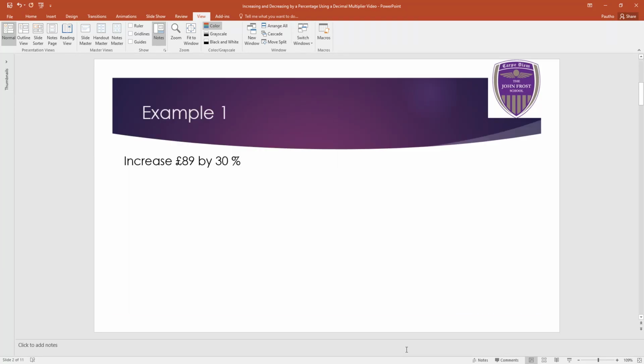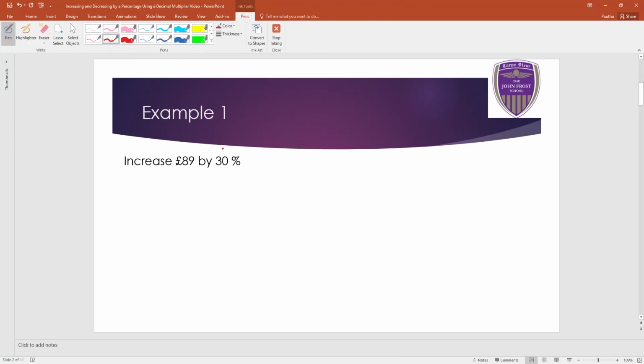Okay, so here's an example. We're asked to increase £89 by 30%. Now, you could do this a few ways. You could find 30% by doing 10%, 10%, 10%, work those out and then add it on, because increase means go up. Based on previous lessons, you could find 30% by multiplying by 0.3, then add it on. But you can actually do it in one step, and this method is hyper efficient.